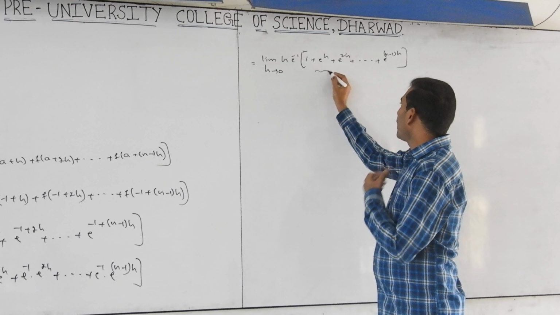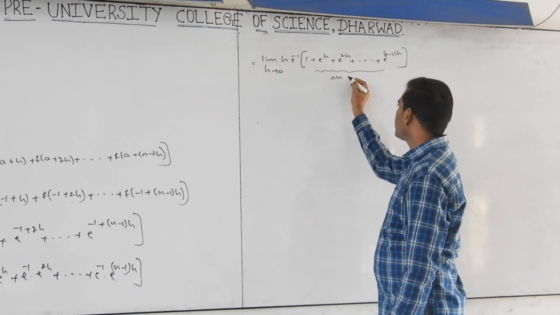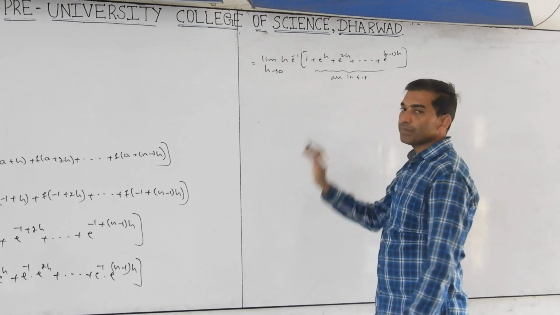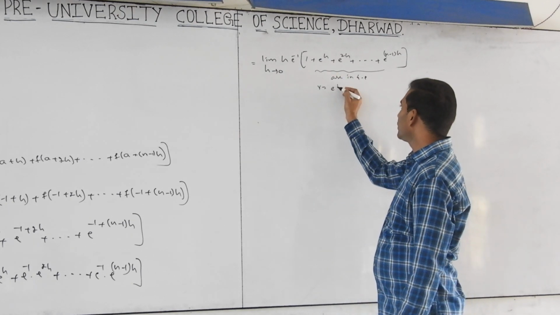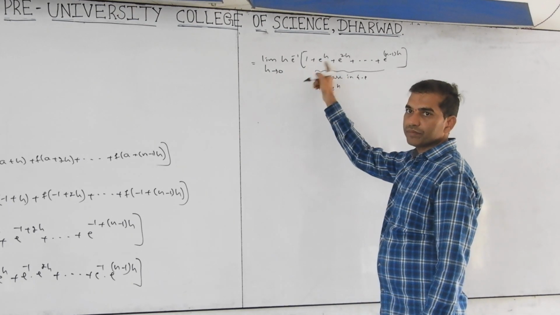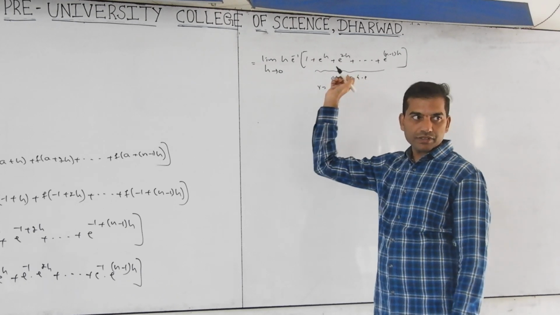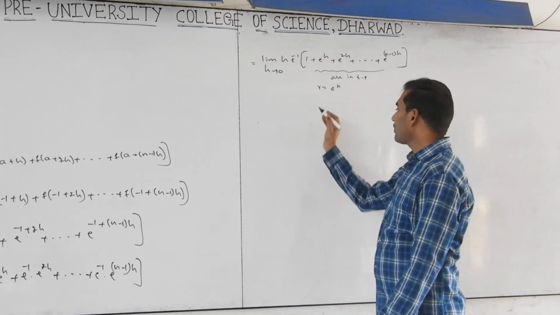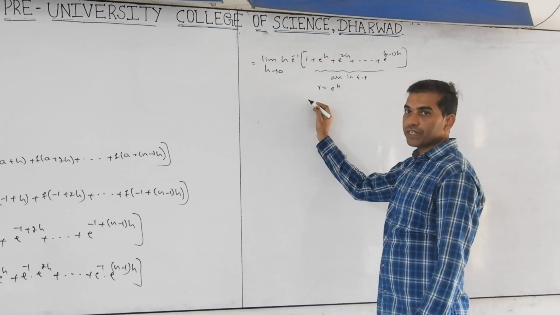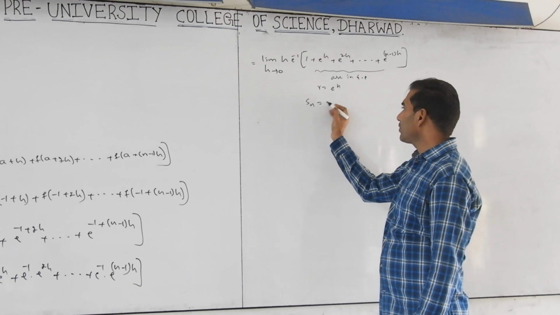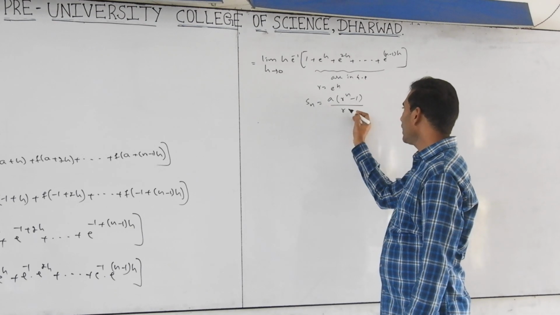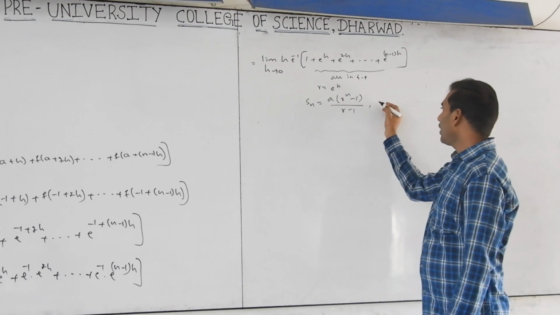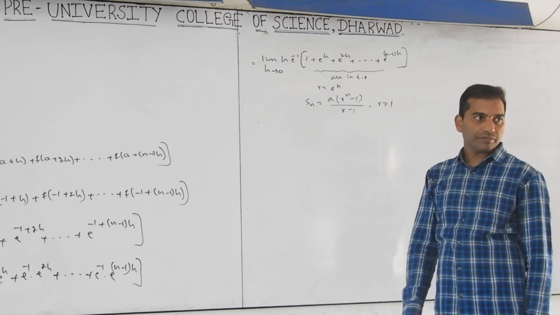This is GP. What is the common ratio? r is equal to e raised to h, T2 by T1. Same or not? Yes, GP. What is the formula? Sum of n terms of GP, Sn equal to a into r power n minus 1 by r minus 1, where r is greater than 1. This is the formula.